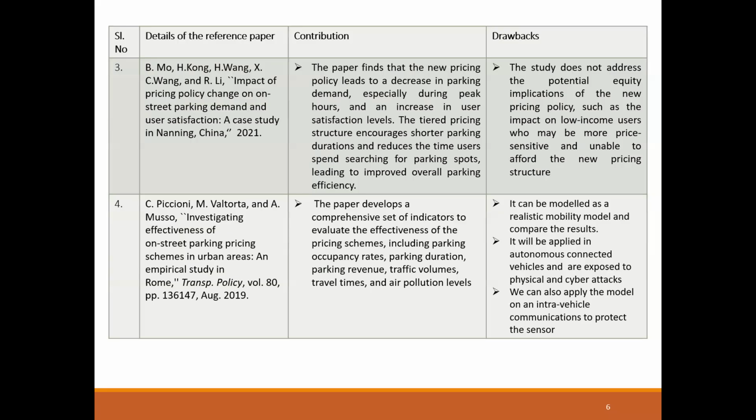Now let's come to the fourth paper, whose authors are C. Piccioni, M. Valtorta, and A. Musso. The paper is named Investigating Effectiveness of On-Street Parking Price Schemes in Urban Areas, in the year of 2019. The paper develops a comprehensive set of indicators to evaluate the effectiveness of the pricing scheme, including parking occupancy rates, parking duration, parking revenue, traffic volumes, travel times, and air pollution levels.